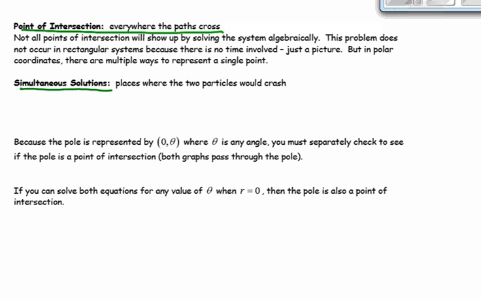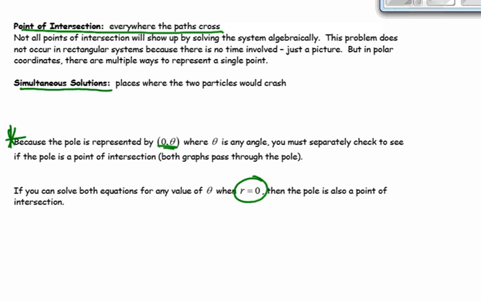However, there is one other point that you could check, and that is the pole. Because the pole is represented by 0, theta, where theta is any angle, you can separately check, and you actually must separately check, to see if the pole is a point of intersection for both graphs. So all you have to do is plug in r equals 0 for your equation and see if you get a value for theta.